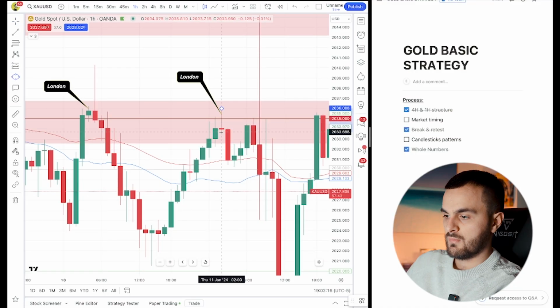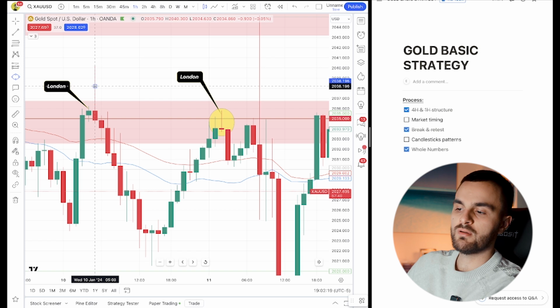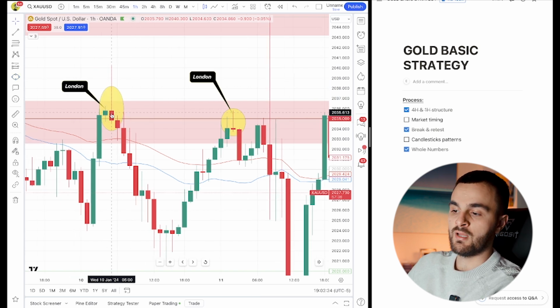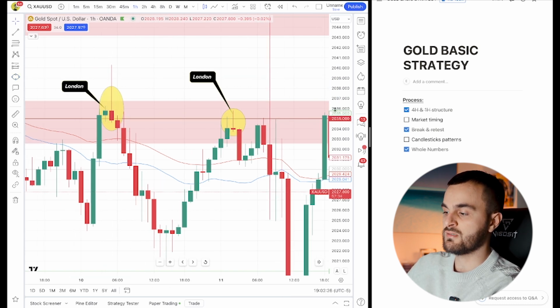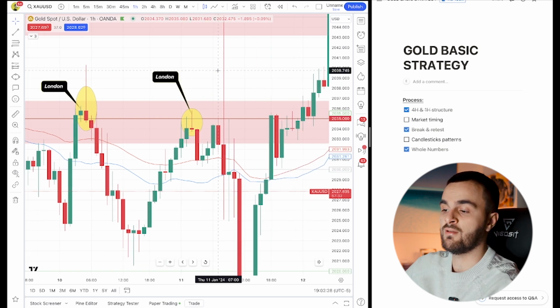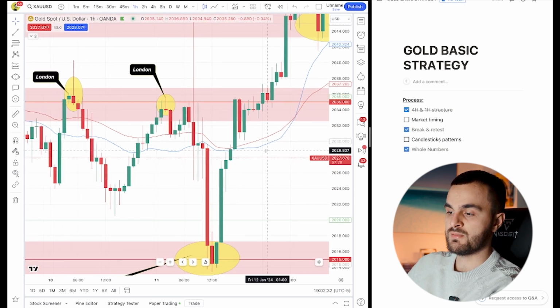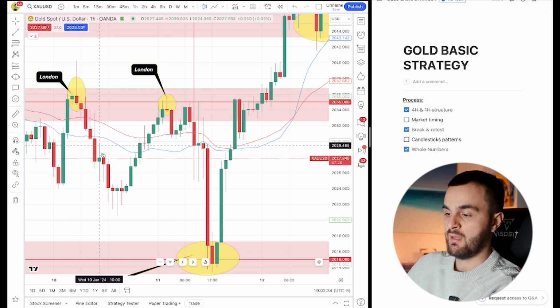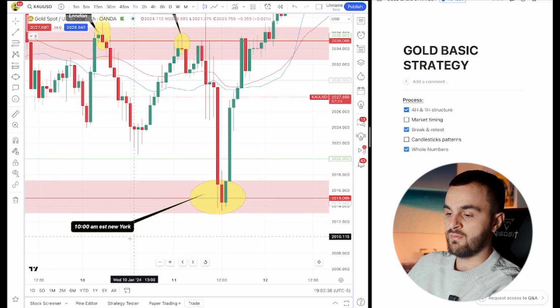London session, candlestick pattern. So we have whole number, we have the market timing, we have London session, we have the whole number, and we have the candlestick patterns kind of all tying in together here. And you can see how the market created some nice bearish movement here and here off of that before reversing.